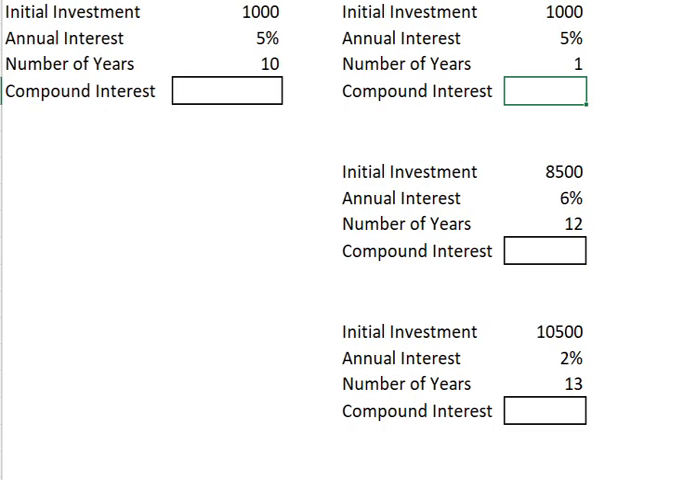Now we will move on to the second one, that is compound interest. Just pay attention, dear students. If the interest is compounded annually, n is equal to 1. If the interest is compounded semi-annually, n is equal to 2. If the interest is compounded quarterly, n is equal to 4. And when the interest is compounded monthly, n is equal to 12.